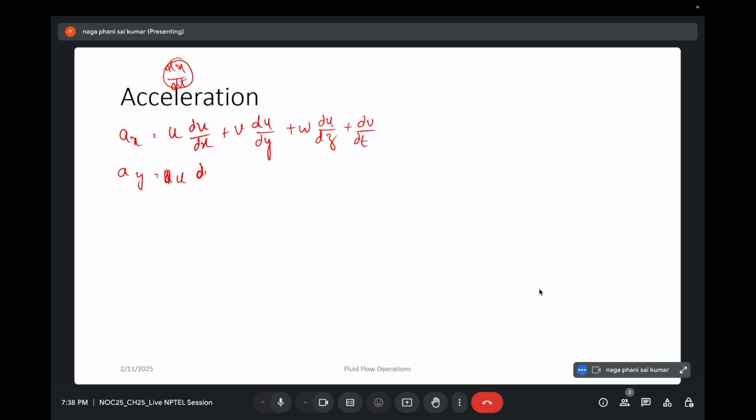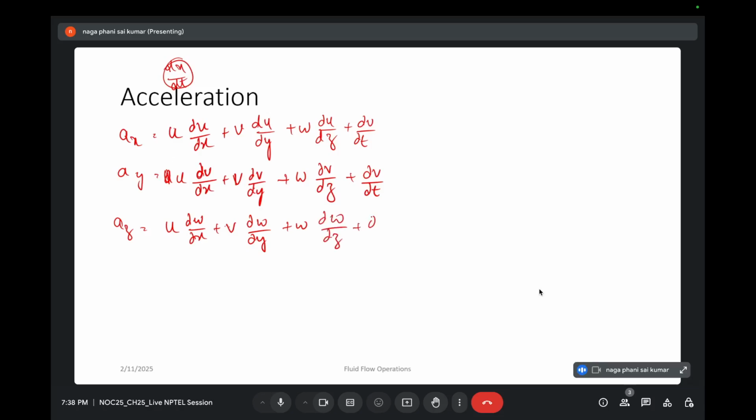Okay, and ay can be written as u into dou v by dou x plus v into dou v by dou y plus w into dou v by dou z plus dou v by dou t, and az can be written as u into dou w by dou x plus v into dou w by dou y plus w into dou w by dou z plus dou w by dou t. Okay, so a will be equal to ax plus ay plus az, right?